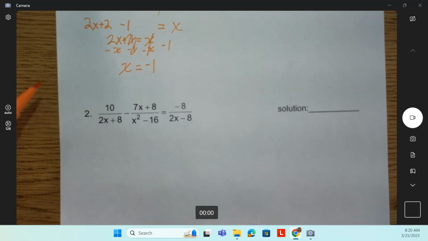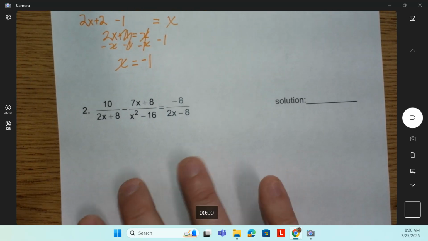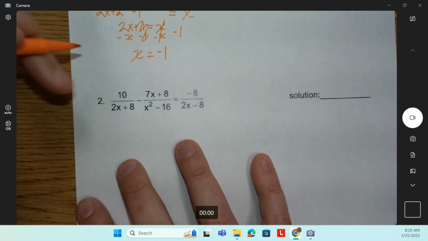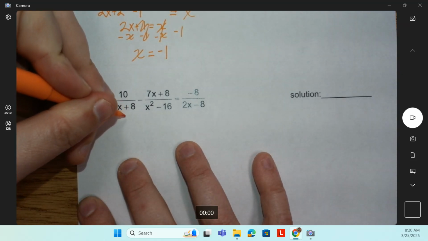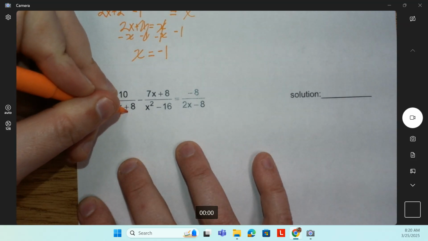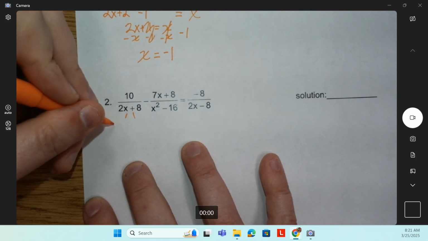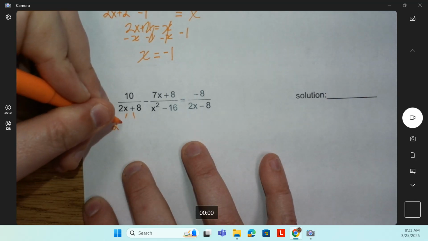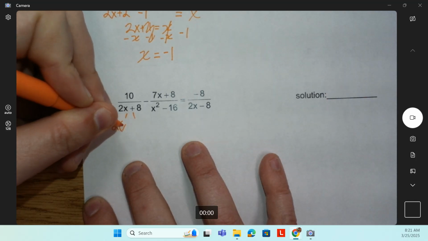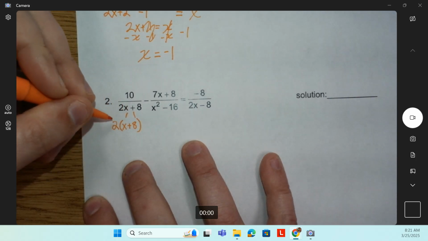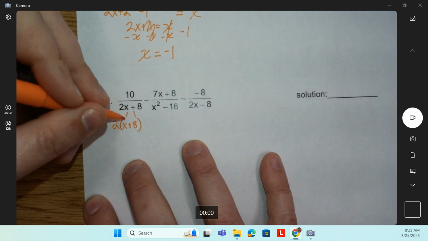Okay, so moving on to the next one, we're going to do a similar process, but the first thing I need to do is factor out these denominators as best that I can. So 2x plus 8, I would be able to pull out a 2 and have an x plus 8.